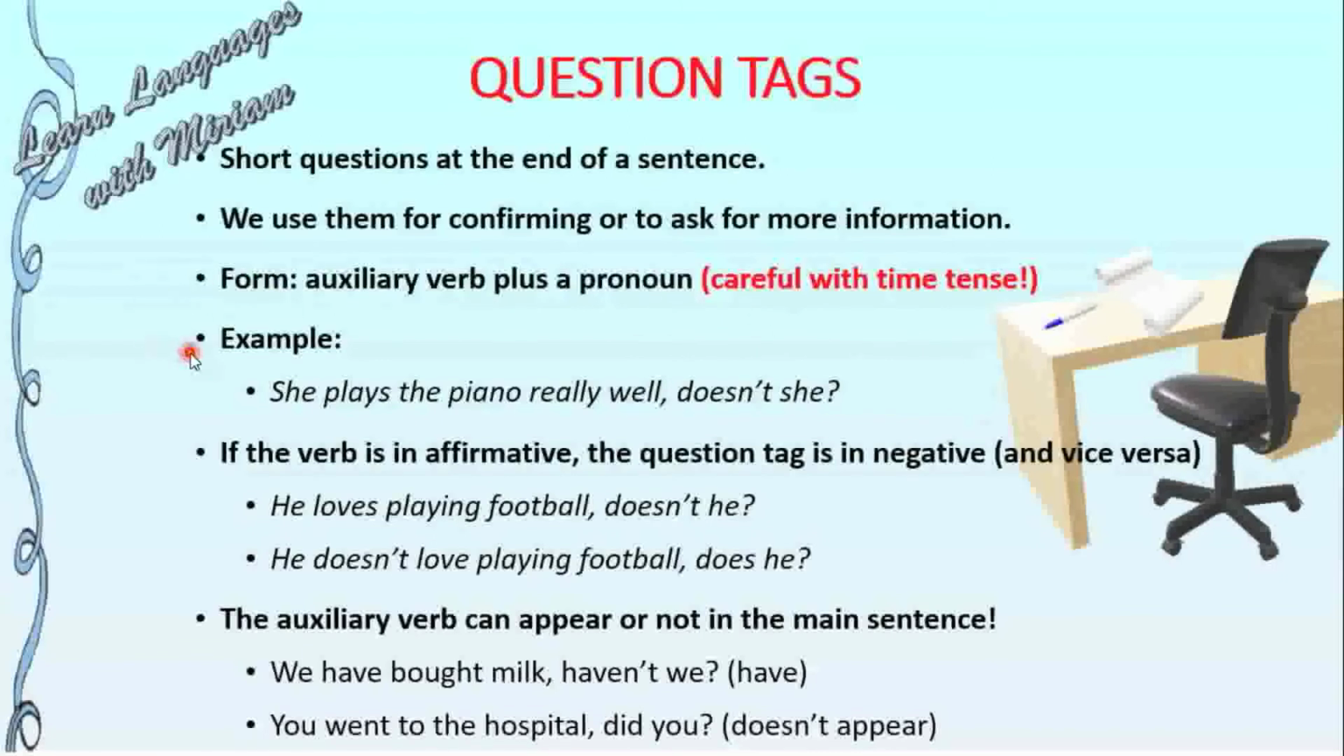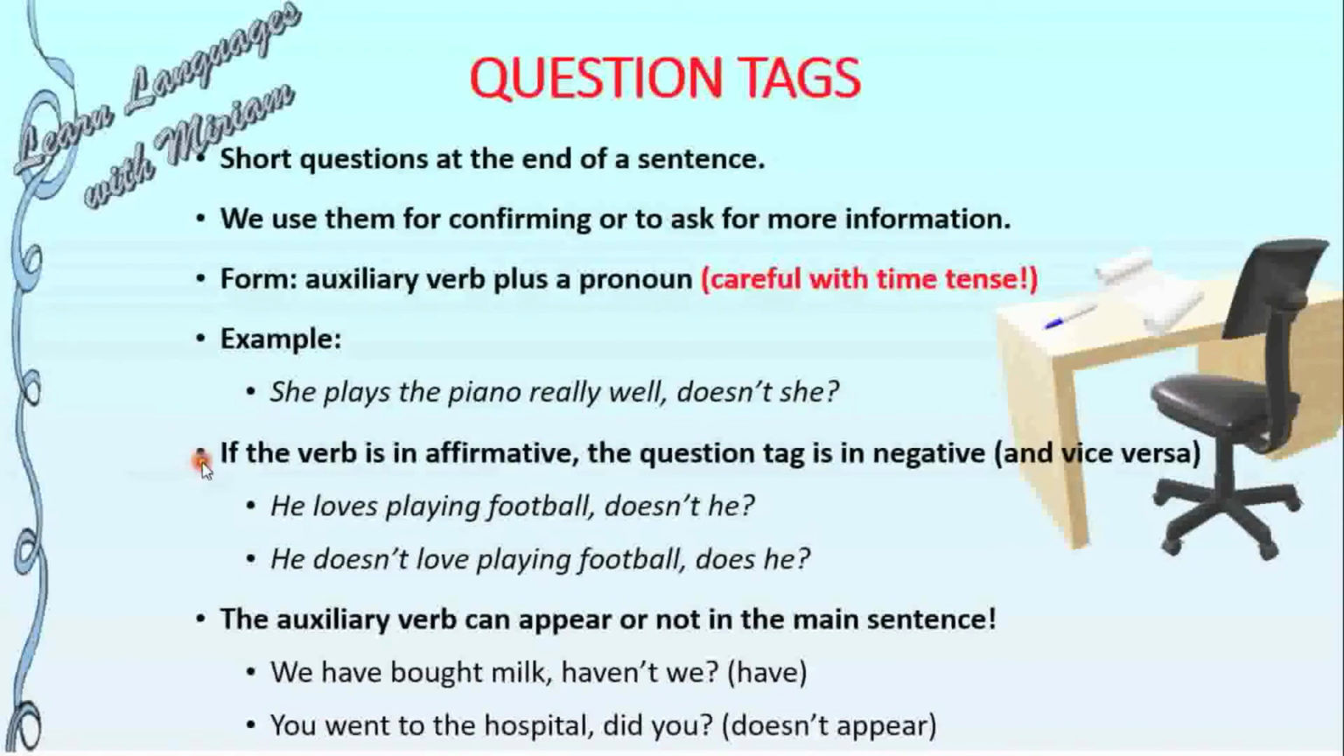I give you one example of a question tag. She plays the piano really well, doesn't she? Here we have used the auxiliary verb doesn't because we have plays. So we use its auxiliary verb, and then we use the pronoun.